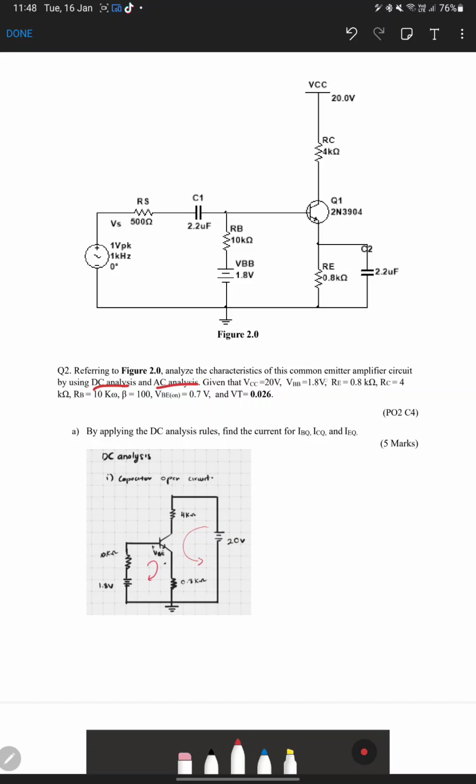VCC is 20 volt, VBB 1.8, RE is 0.8 kilo ohm, RC 4 kilo ohm, RB is 10 kilo ohm, and beta gain is 100, and VBE is 0.7, and VT 0.026 volt.